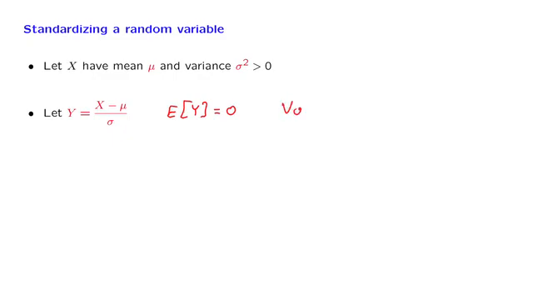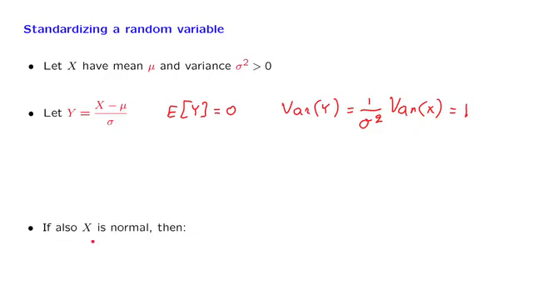How about the variance of y? Whenever we multiply a random variable by a constant, the variance gets multiplied by the square of that constant, so we get this expression. But the variance of x is sigma squared, so this is equal to 1. So starting from x, we have obtained a closely related random variable y that has zero mean and unit variance.